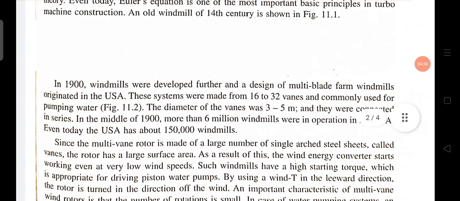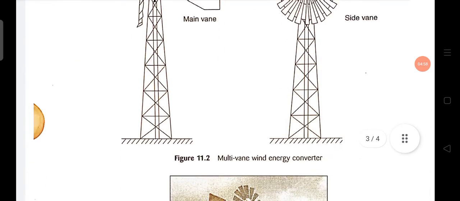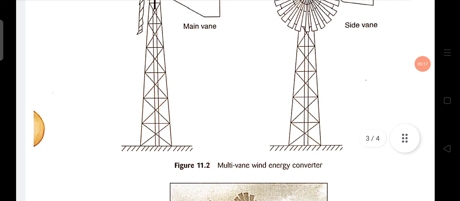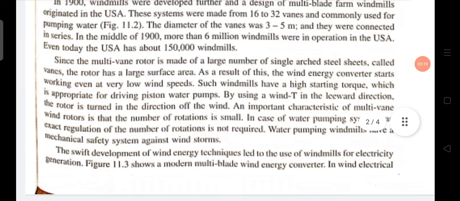You see in figure 11.2, this is the multi-vane windmill. This is one vane, this is the side vane, this is the main vane, and this is also one vane. Vane means blade. So this multi-vane windmill is used for water pumping purposes.